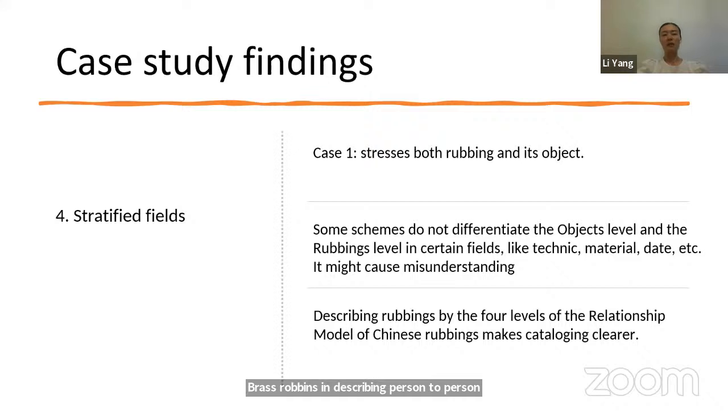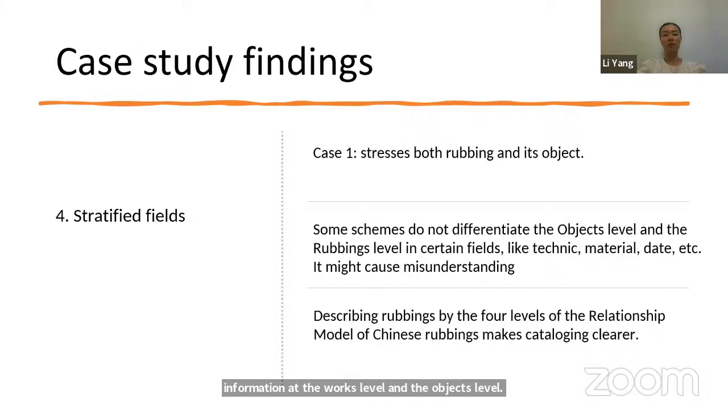All the schemes cover more than 2 levels of the relationship model, and the 5 schemes cover all 4 levels of the model. But some schemes do not differentiate the object level and the rubbings level in certain fields, like technique, material, date, etc. This does not affect cataloging the brass rubbing case much, since the case focuses on describing the information at the works level and the objects level.